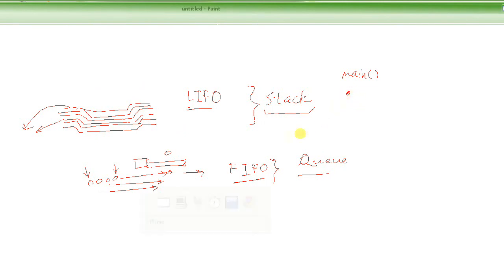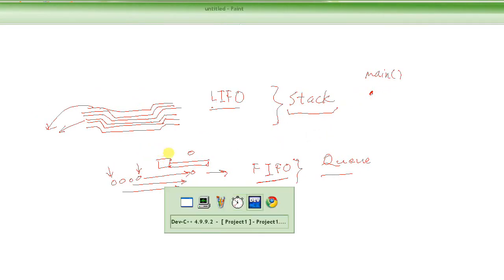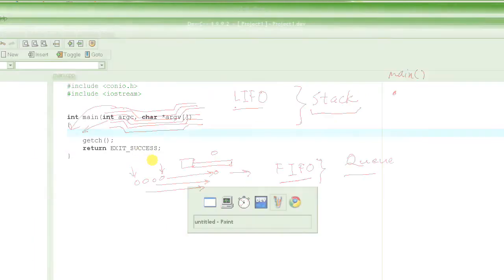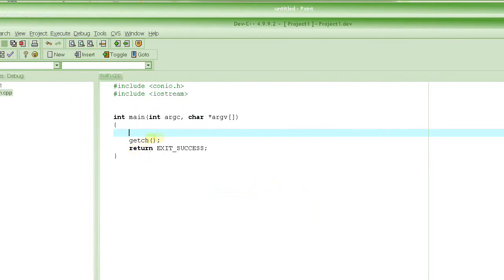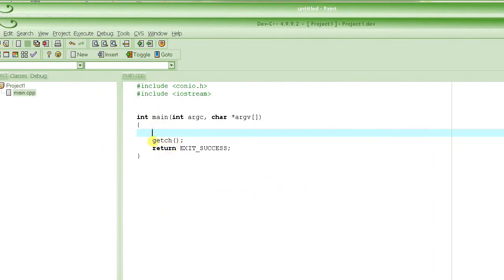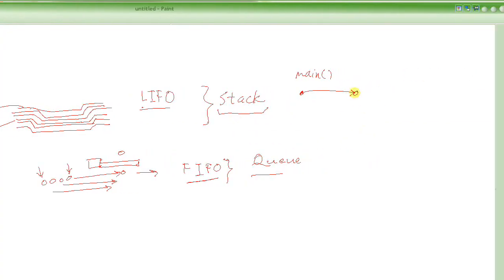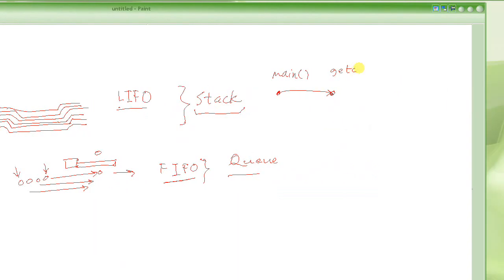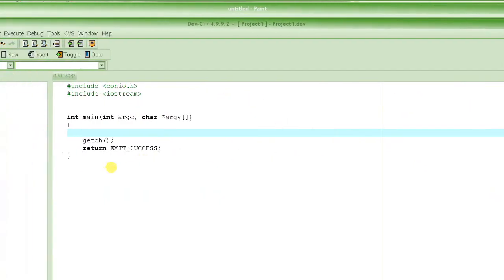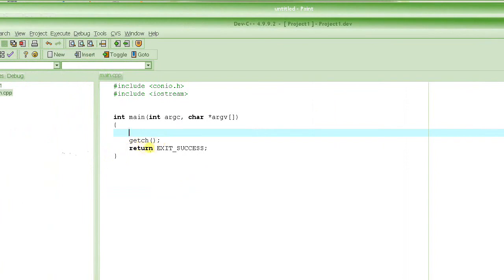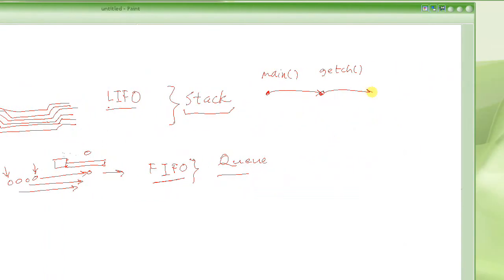Suppose you call some function from main, for example getch. When you call that function, you call this new function, getch. And suppose we have no idea what getch calls, because we never wrote that function. It comes with the compiler. So suppose this function also calls some other function, and then that function calls some other function, and then this function returns without calling any other function.